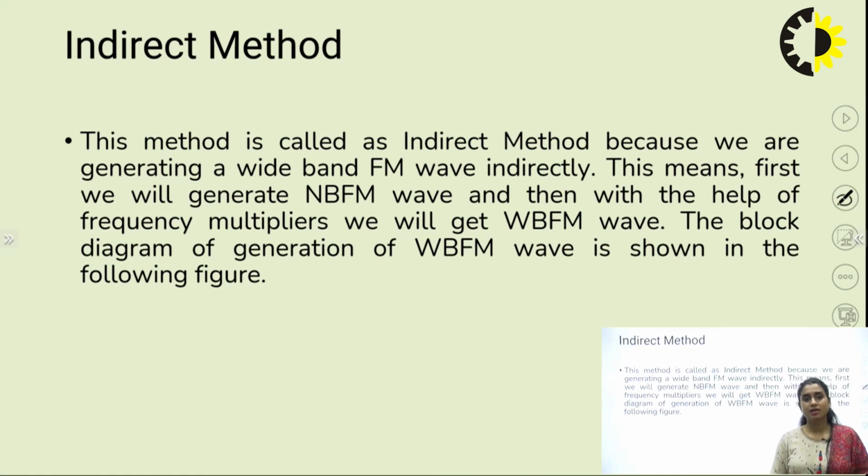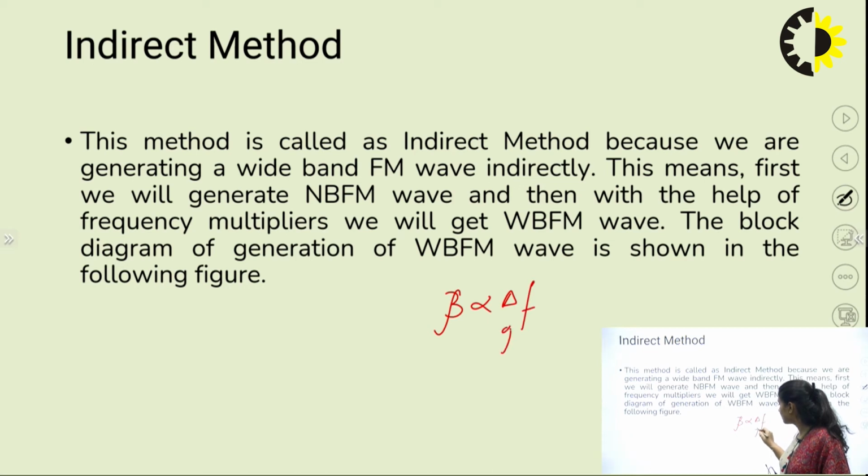The indirect method is also called the Armstrong method. Here, we generate narrowband FM first, and we know that for narrowband FM the value of beta is small. So with the help of a multiplier, I can increase the value of beta. Usually what we do is increase the deviation, and we know that beta is directly proportional to delta f.